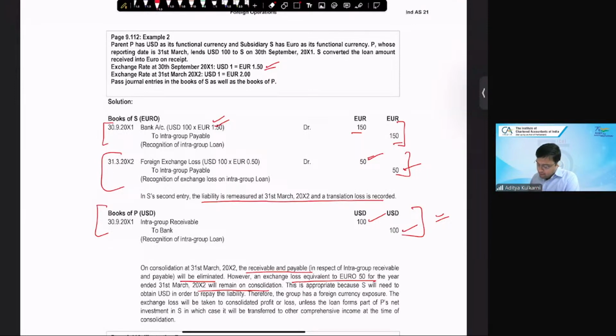This is appropriate because S will need to obtain USDs in order to repay the liability. Therefore, the group has a foreign currency exposure. Exchange loss will be taken to consolidated P&L unless the loan forms part of net investment in S. That we will see later.